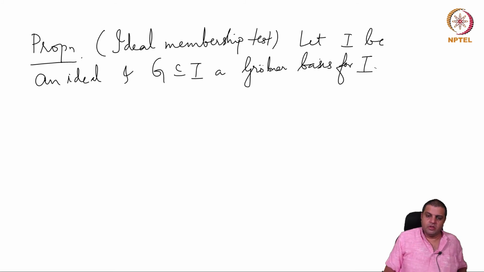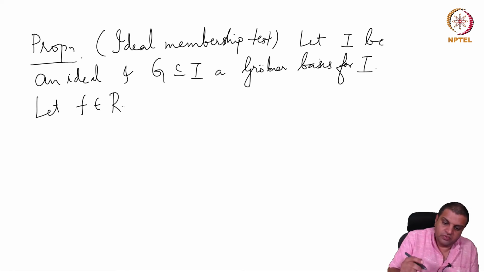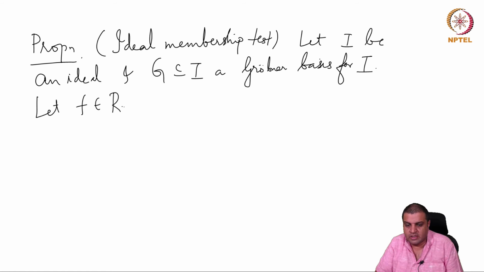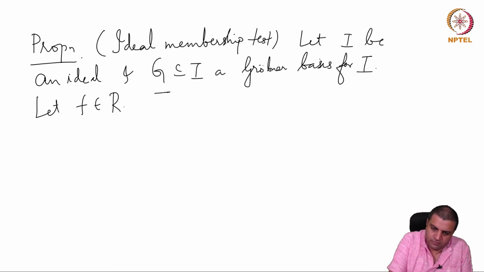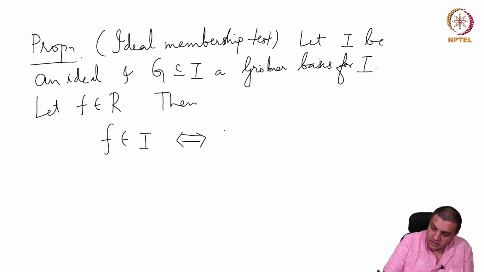For I. Okay. Then let F be an element of R. We want to test whether F is inside I or not. Then F is inside I if and only if the remainder of F when divided by G is 0.